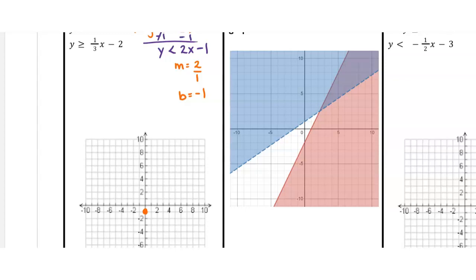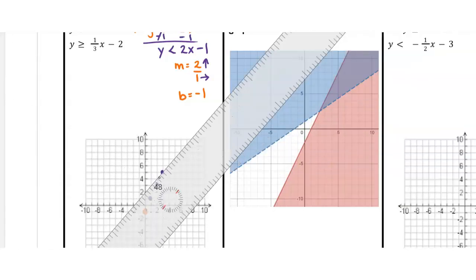And then the way I'm going to move with my slope, the 1, the denominator, is always to the right. And because my slope is positive, then we're going to go up. So from here, we're going to go right 1 and up 2. Right 1 and up 2. Right 1, up 2. And then you draw as many points as needed.